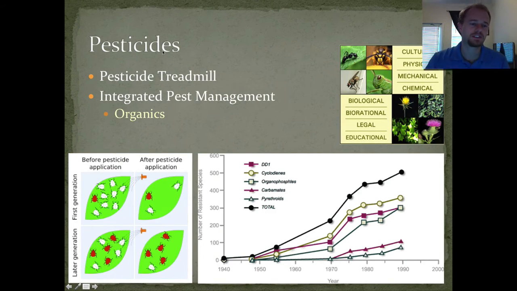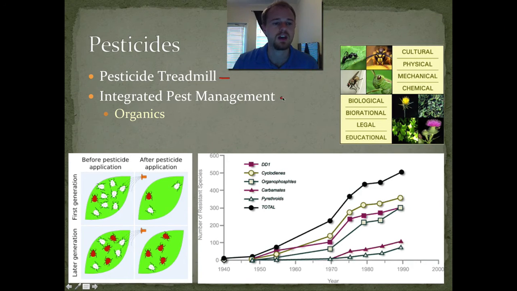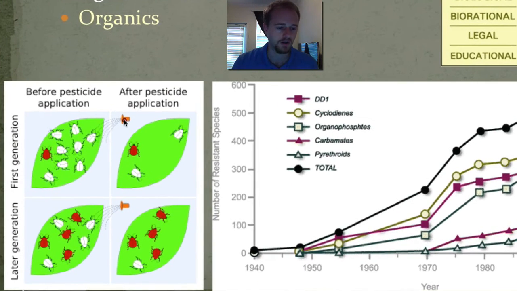A few questions on pesticides. Two main terms that you want to know here are pesticide treadmill and integrated pest management. Now, where are you going when you're on a treadmill? You're not going anywhere. And that's kind of what happens with pesticide treadmills. Pesticides are used to control pests. So if we have these plants that we want to grow and we've got these pests eating them, because we're feeding them by planting their crops here, they're going to eat.